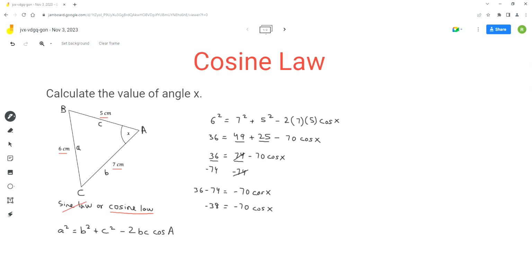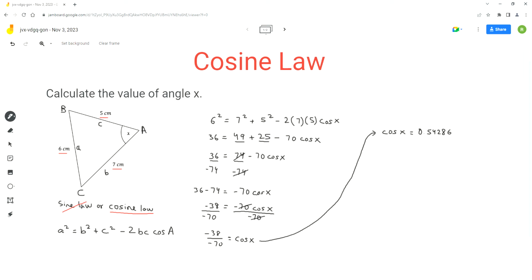We can isolate cos x by dividing both sides by negative 70. So negative 70 is being multiplied to cos x, so we should use the reverse operation of multiplication, which is division. So the 70s on the right side cancel each other out and we are left with negative 38 over negative 70 equals cosine x. Now we can evaluate in our calculator. Both numbers are negative, and when we divide a negative number by a negative number, the result is a positive number. So we get 38 over 70. So I get cos x equals 0.54286.